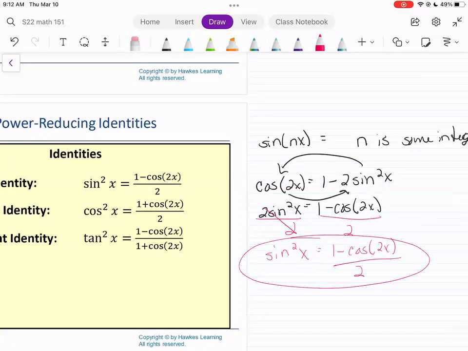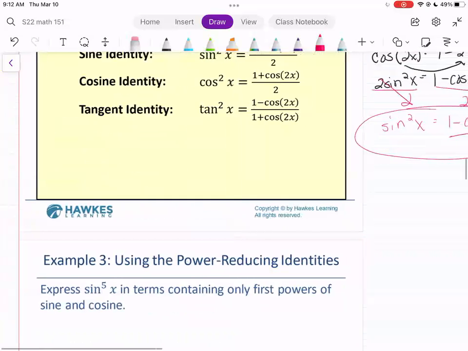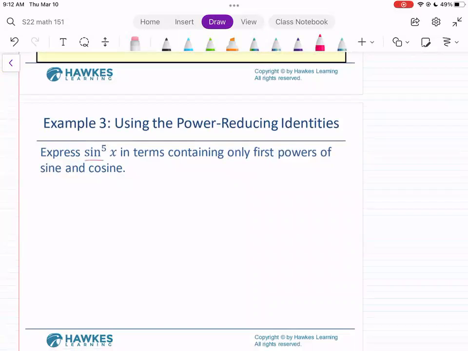These reductions come in handy when we're dealing with higher powers. Say, for example, we want to express sine to the 5th of x in terms that only contain first powers of sine and cosine. Recognize, first of all, that we have to know our rules of exponents. So sine to the 5th of x becomes sine squared of x times sine squared of x times sine of x. So we've already reduced to one place where we just have a single power of sine.